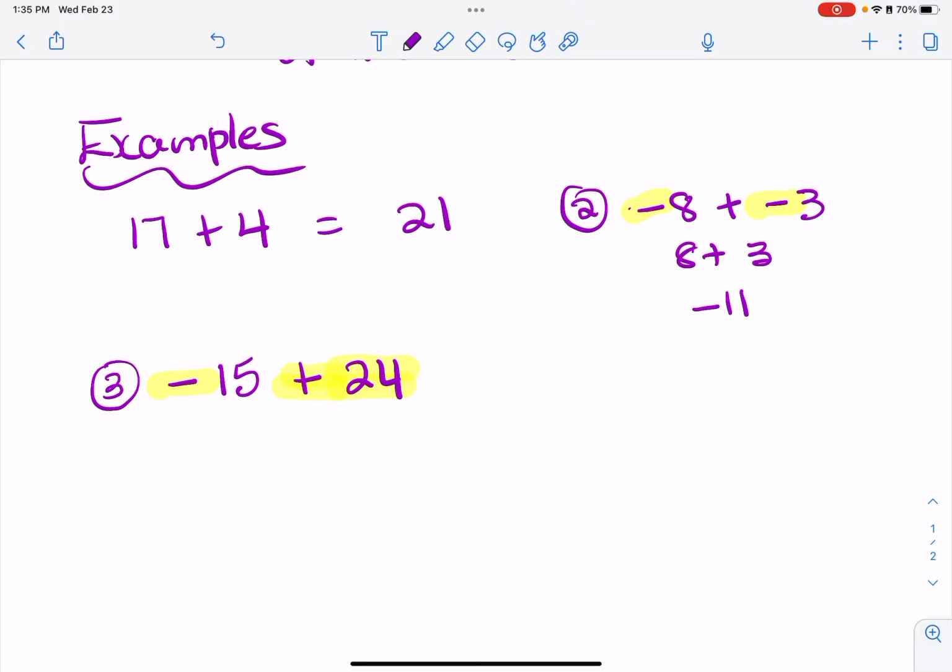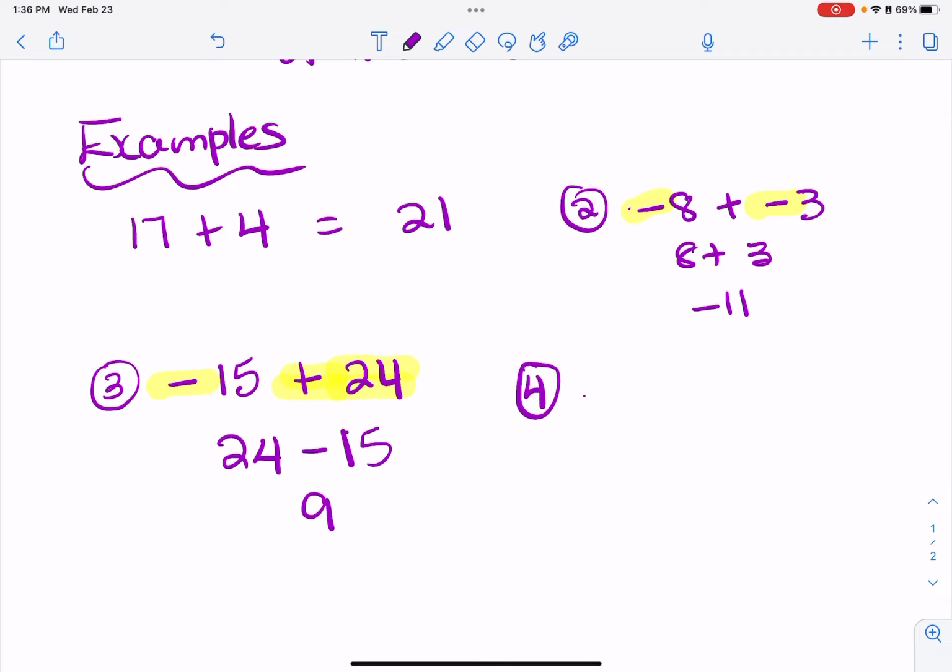So the rule says I'm to subtract. So again, normally when we're subtracting, we are taking the smaller number from the larger number. So 24 minus 15 is 9. Go back to your original problem and notice that my larger number is positive. So my answer is going to be positive. And I don't need to put a positive sign next to my number because it is implied. When there is no sign, the number is positive. Let's look at another example.